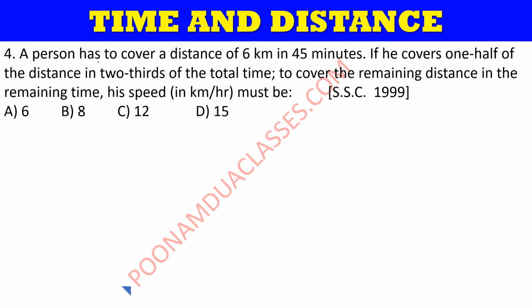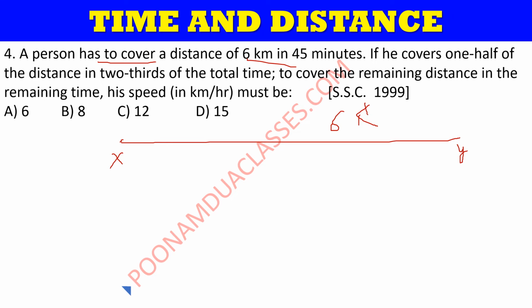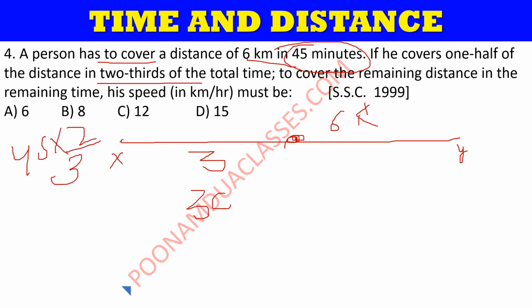Next question, a person has to cover a distance of 6 km in 45 minutes. Total distance is, suppose this is x, this is y, दोनों points का total distance is 6 km. And he covers half of the distance in 2/3 of the time. Half distance, that is 3 km, he covered in 2/3 of the total time, that is 45 minutes. 45 minutes, 2/3 will be 30 minutes. 30 minutes he took to cover 3 km.